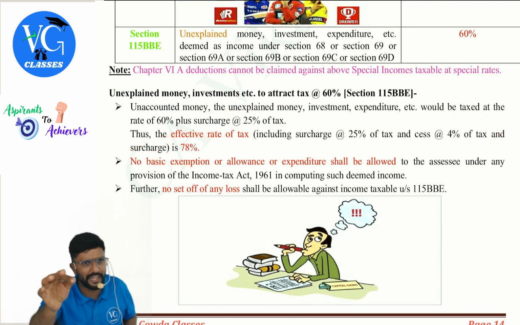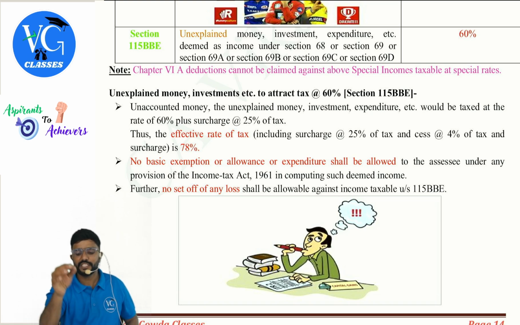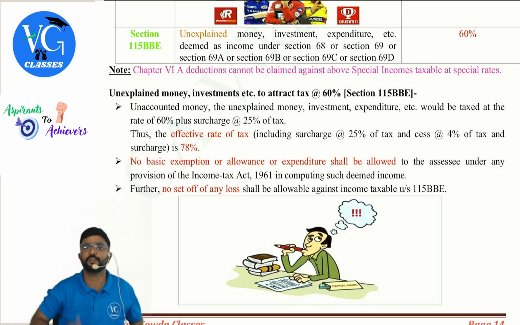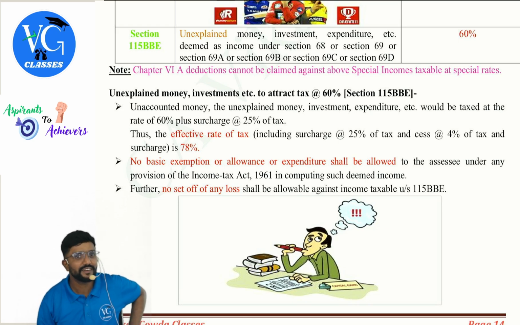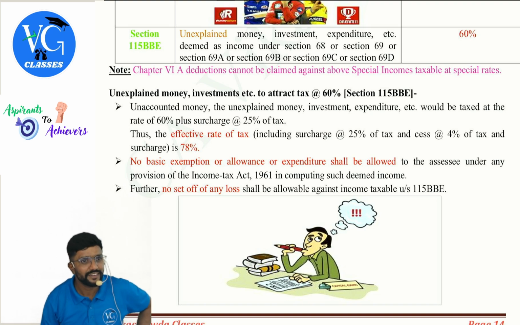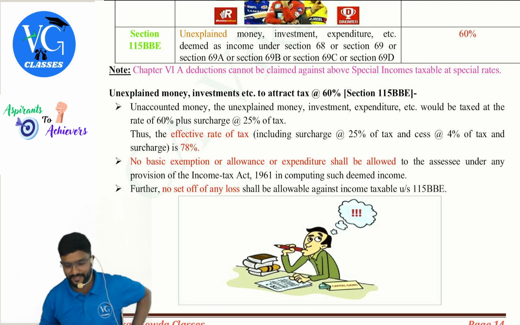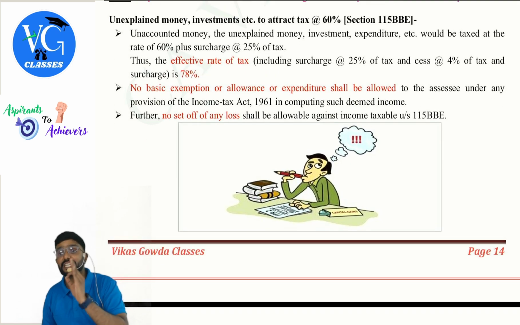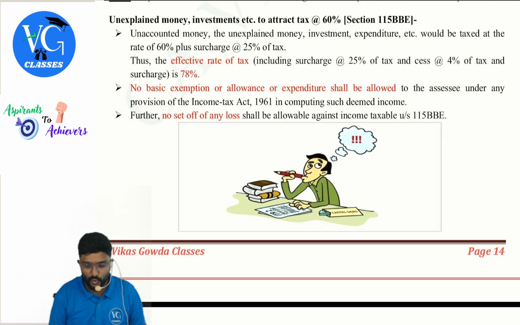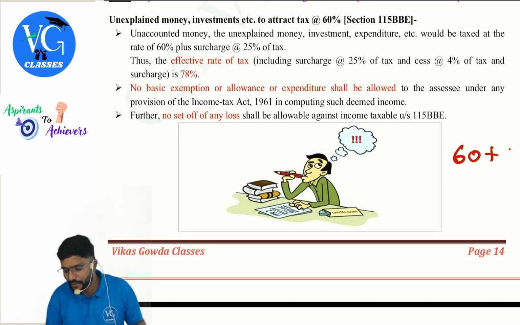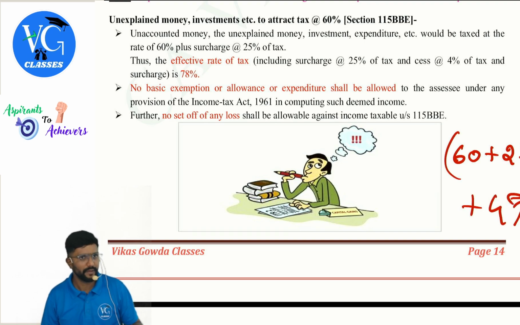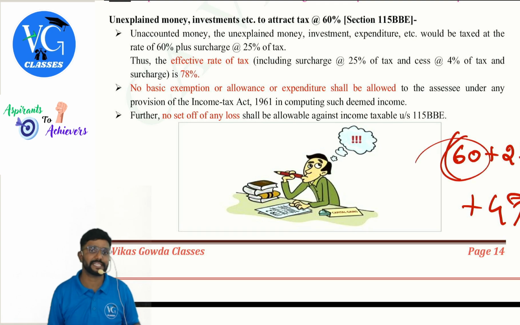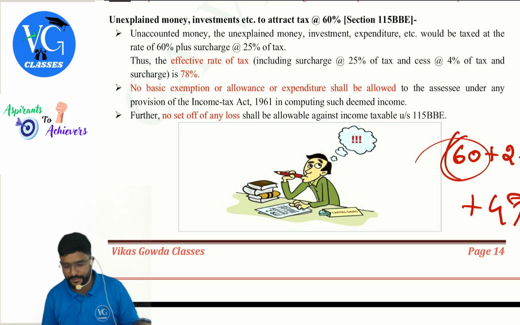If you are really good in maths, your question should be, sir, 60 plus 25 is 85, plus 4, 89, sir. Correct, na? You didn't get that though. That means you are not good in maths. 25% surcharge is on tax, not on income. So it is like this. On 60, we have to add 25%. Whatever we get, plus 4%. I explained you the format. Surcharge is always on tax, not on income, whereas 60% is on income. Hope you guys got it.